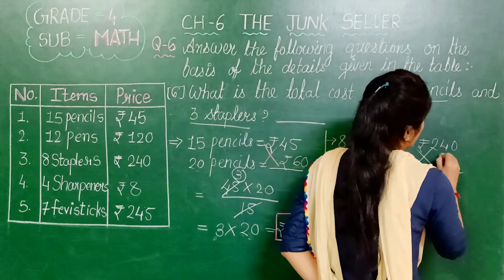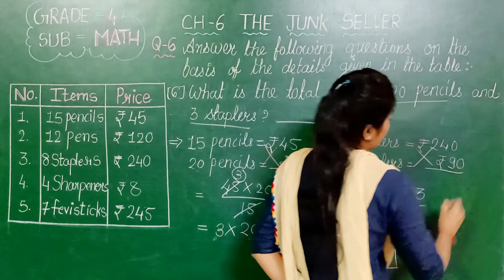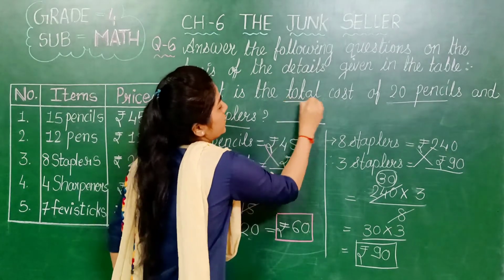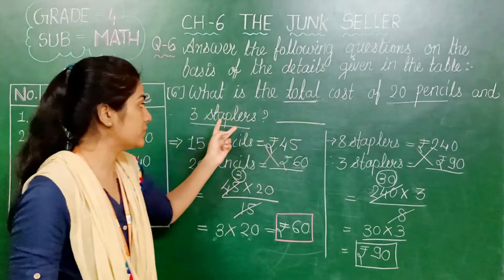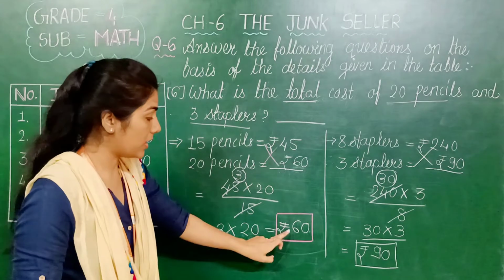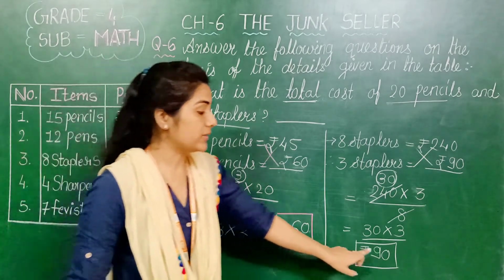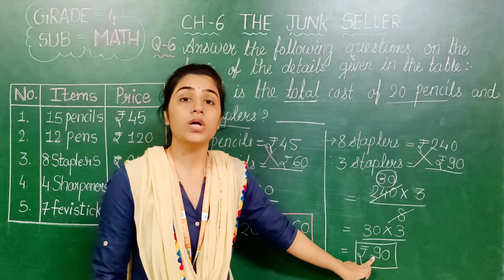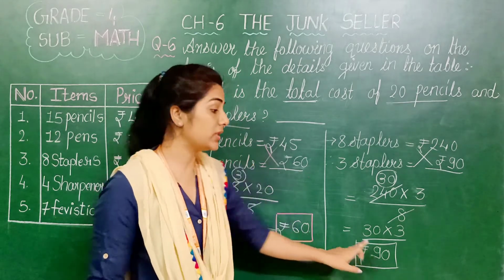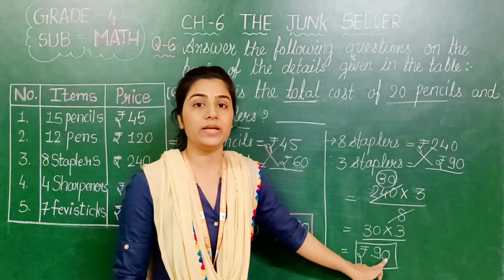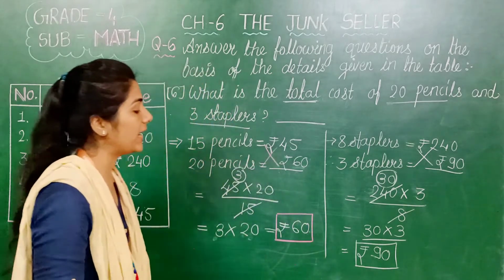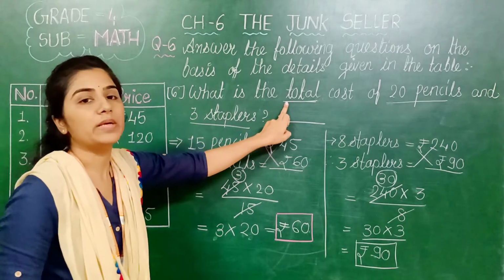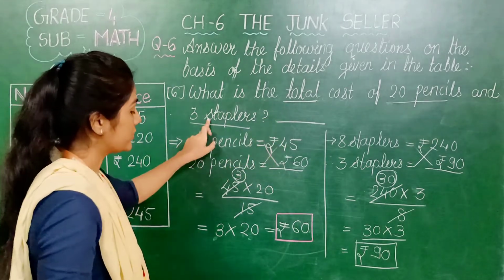That we have found. But this is not our final answer, because in the question the word total is given: the total cost of 20 pencils and 3 staplers. That means the cost of the pencils and the cost of the staplers, these two we have to combine. That means we have to add the 60 and 90 rupees. After that we will get the final answer, which is the total cost of 20 pencils and the 3 staplers.